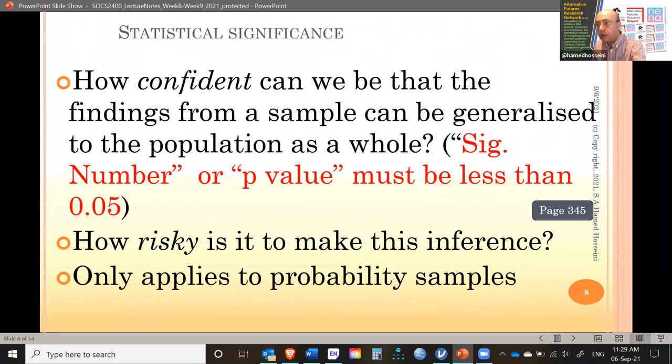So here is the p-value. Remember, we talked about the p-value, the probability value, or the sig number in SPSS, it's called the significance number. It always needs to be less than 5% or less than 0.05. If it is less than that, this is significant. It can be generalized to the broader population. At least 95% of the time, we'll see the same story happening. So it's about the generalization, or how risky it is to make inferences.